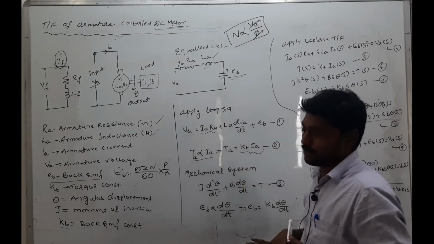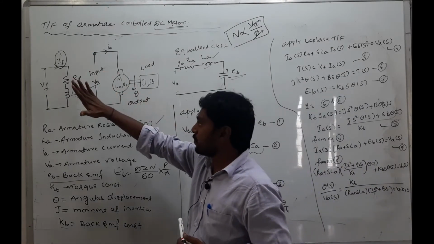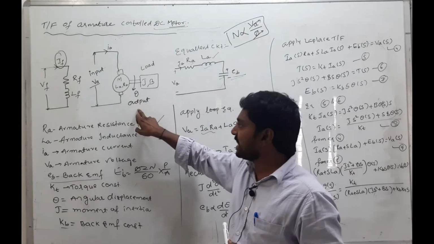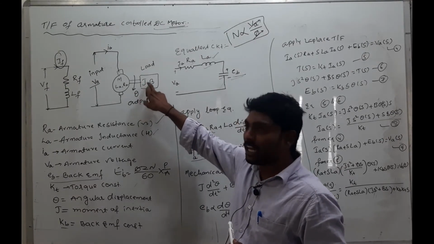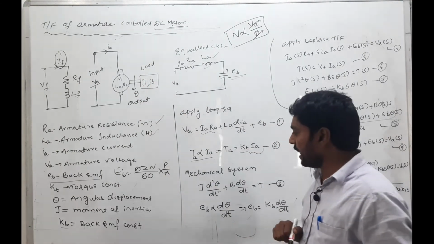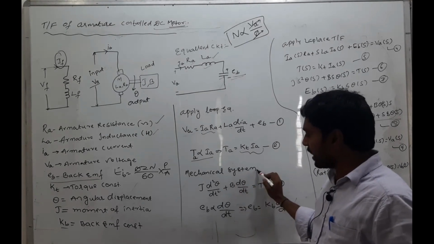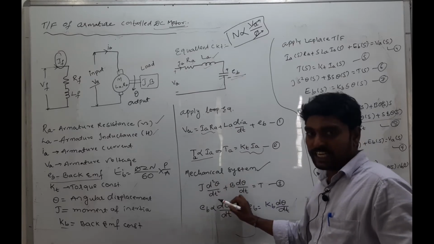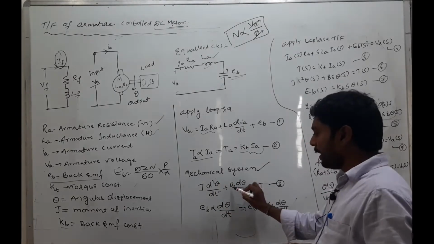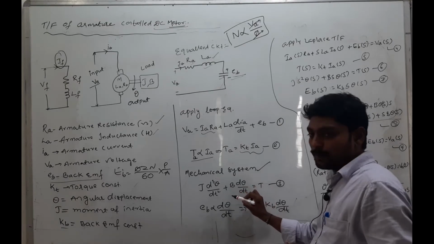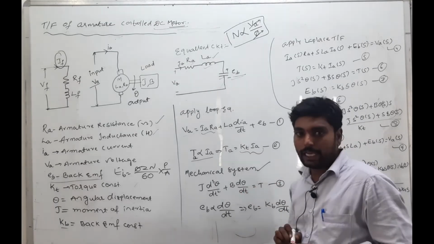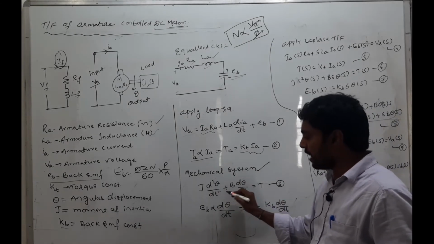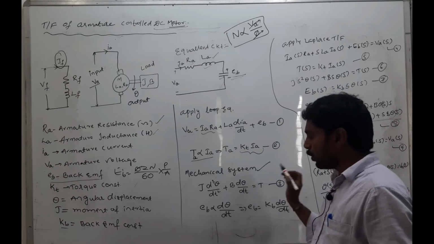This is the electrical system, the electrical part. Next we go for the mechanical part. In the mechanical system we have the output theta, the angular displacement, the load, the moment of inertia, and the dashpot. For this mechanical system, J into d square theta by dt square is the moment of inertia term, which we discussed earlier. Here B into d theta by dt is the dashpot part, equal to the total output torque. So J d square theta by dt square plus B d theta by dt equals T.